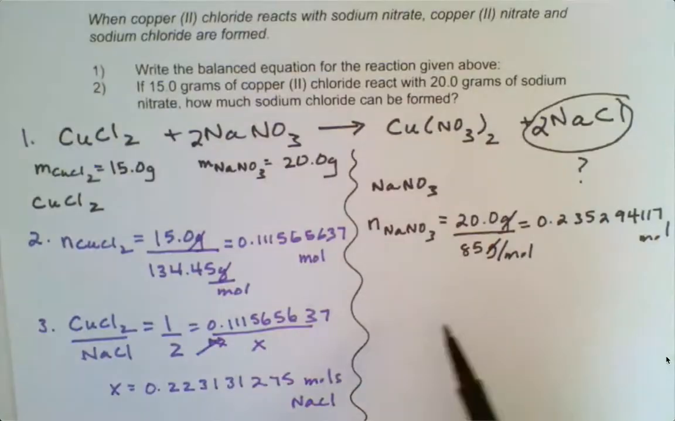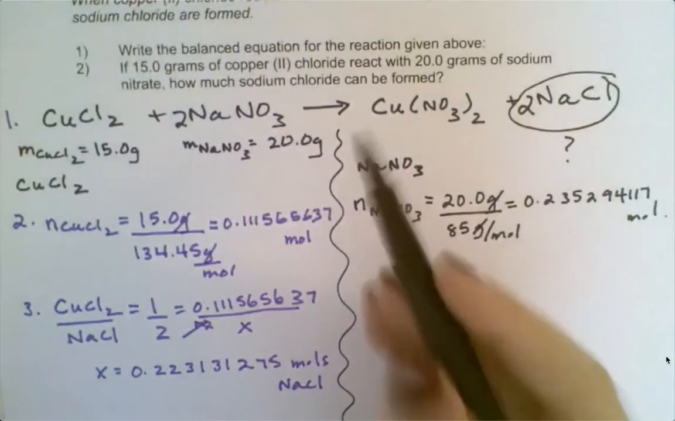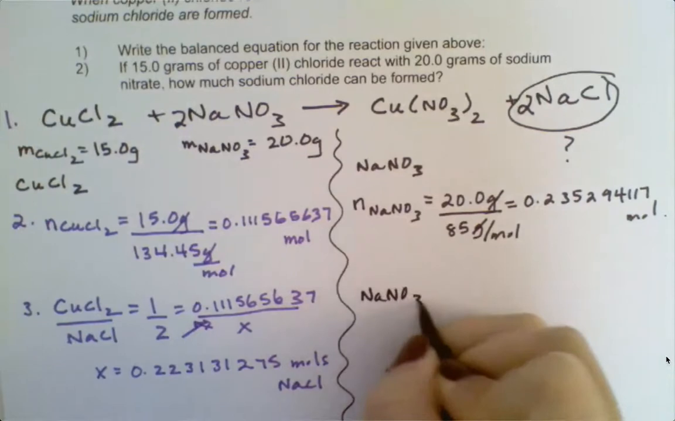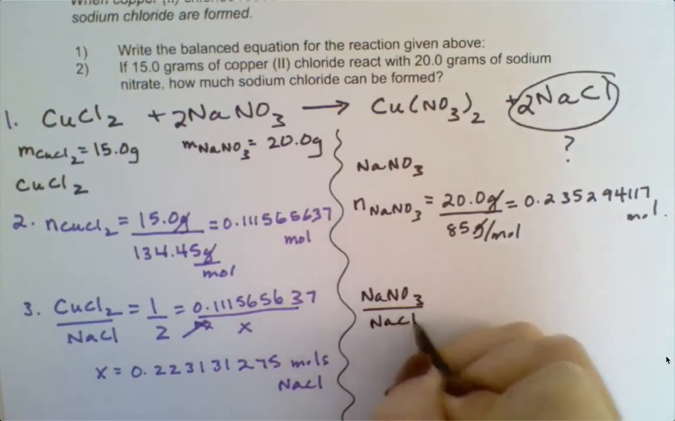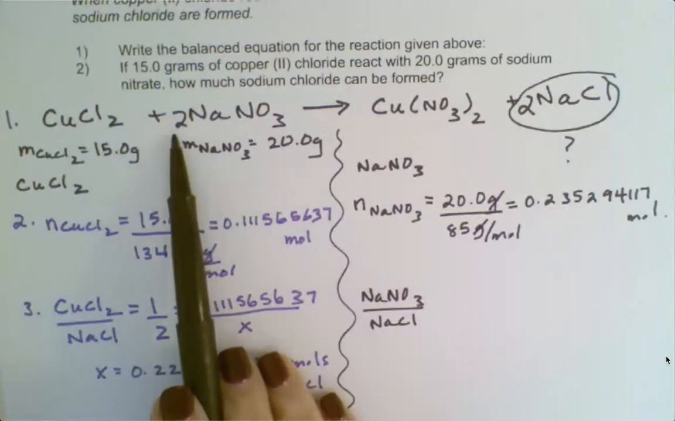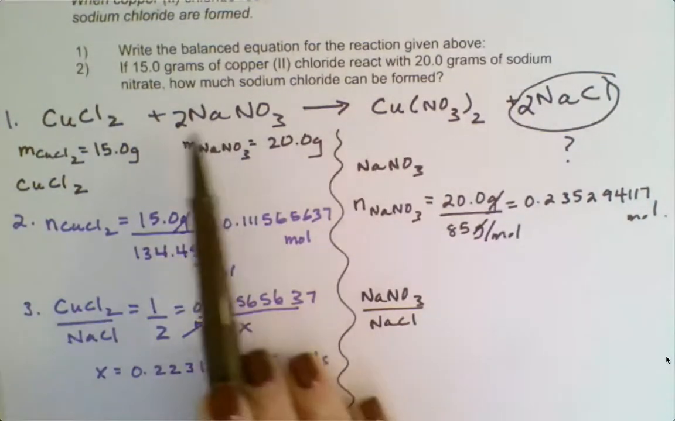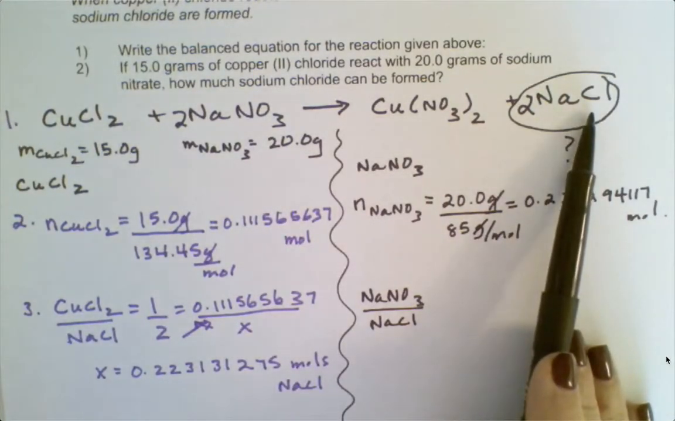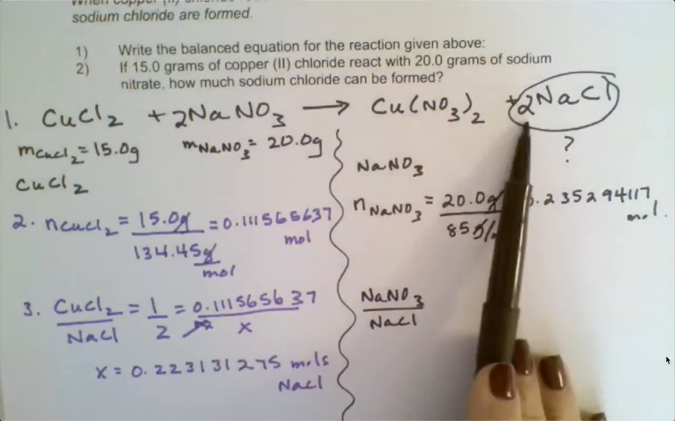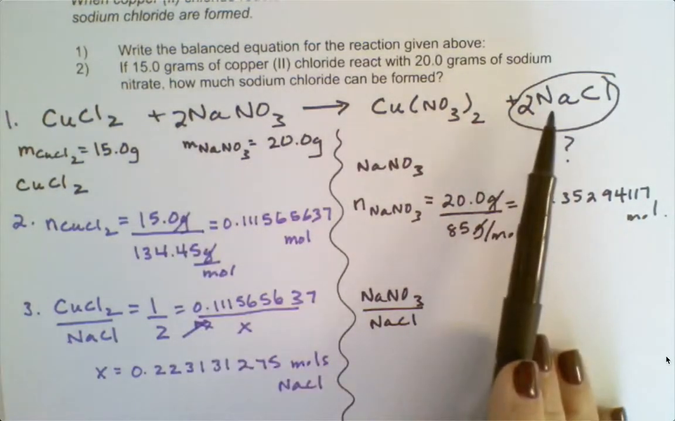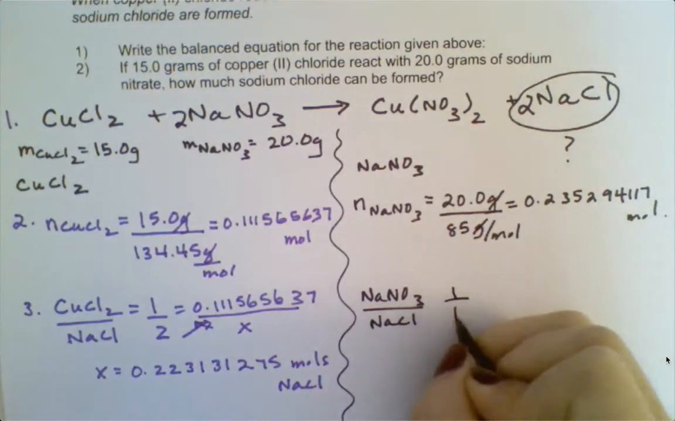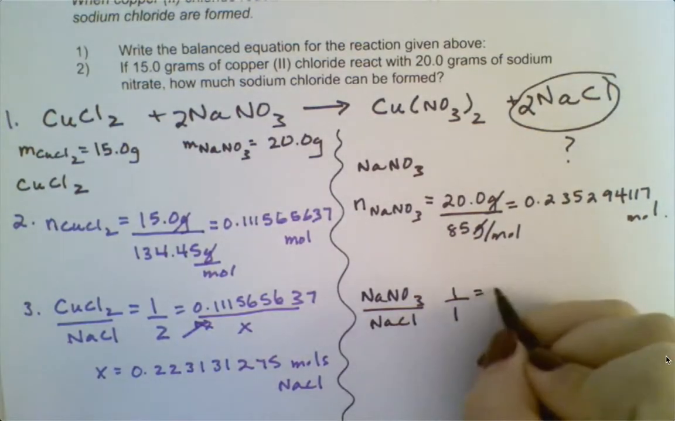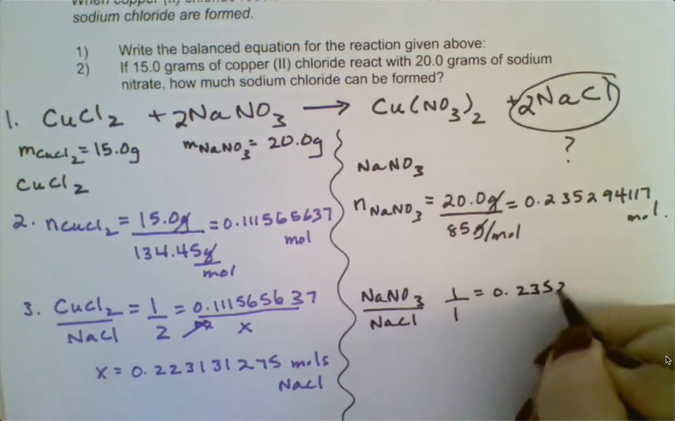We're going to do the same thing on this side. We're going to set up a ratio with sodium nitrate. So sodium nitrate to sodium chloride, based on the balanced equation, we have a 2:2 ratio, meaning for every 2 moles of sodium nitrate that react, you get 2 moles of sodium chloride that are formed. That is also the same as saying 1:1 because it is the same coefficient. So if it is a 1:1 ratio, or 2:2, or 3:3, or 4:4, whatever mole value you had, it will be the same quantity because it's the same ratio.